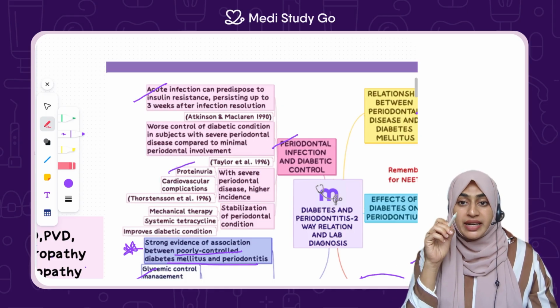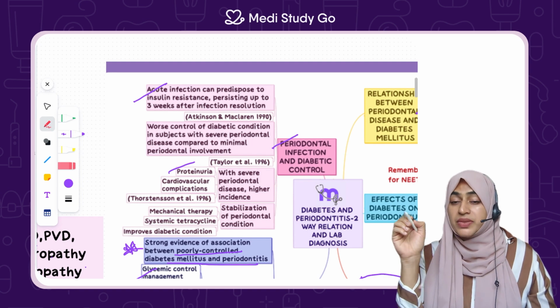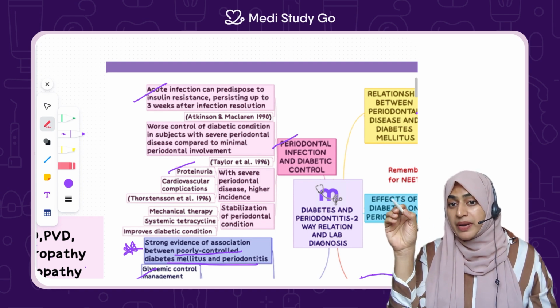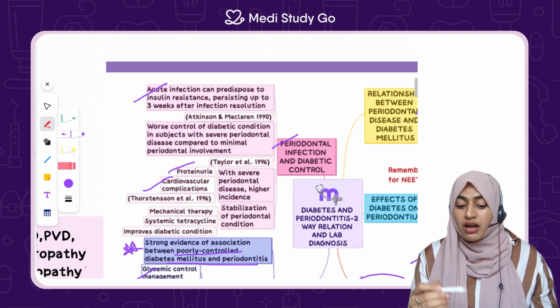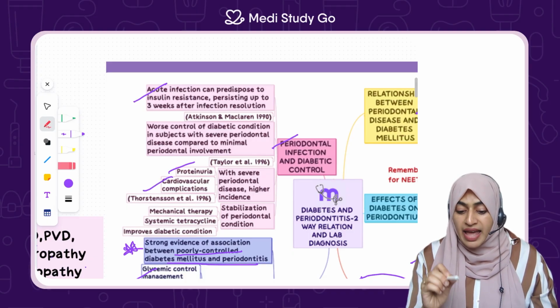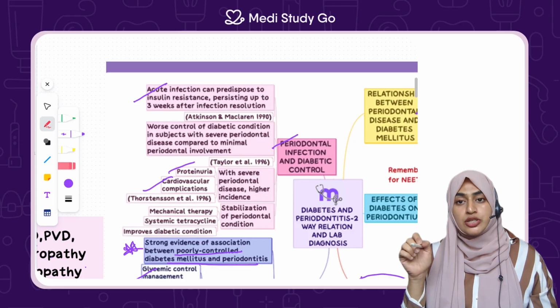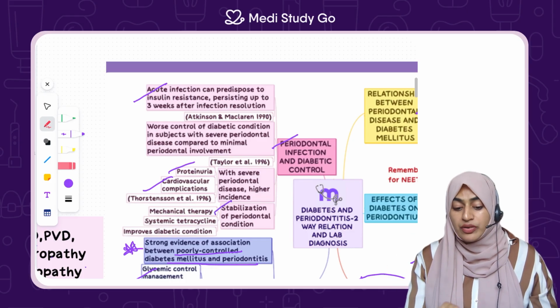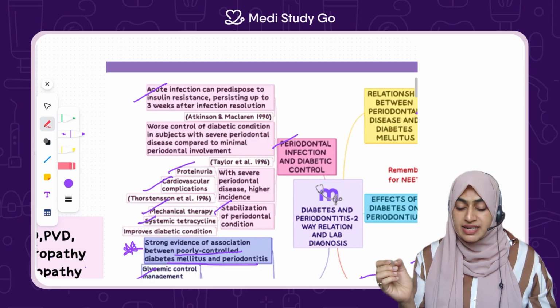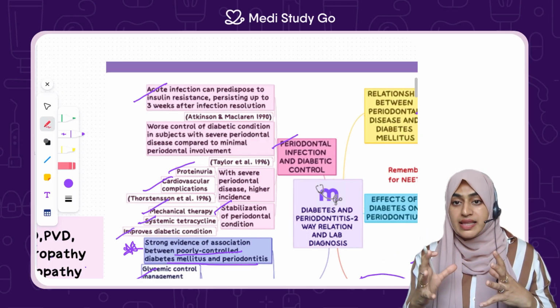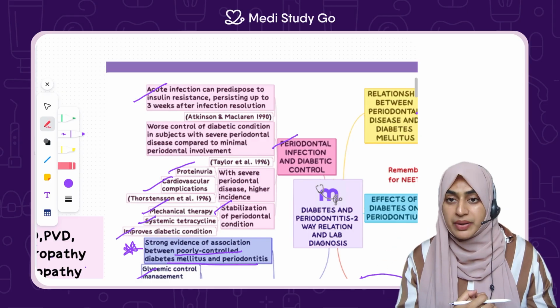because as I told you, it affects other parts as well. From periodontitis, the inflammatory cytokines travel throughout the body to create proteinuria and cardiovascular complications. And stabilization of the periodontal condition is achieved with mechanical therapy. You can also use systemic tetracycline, and all these together improve the diabetic condition.